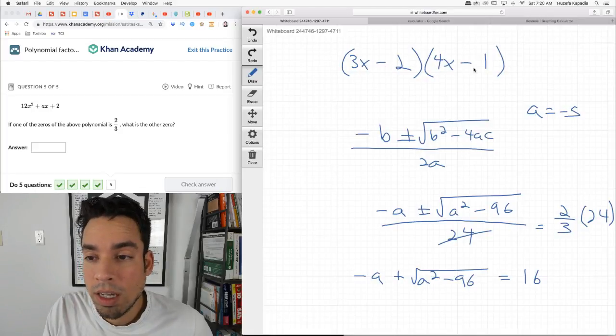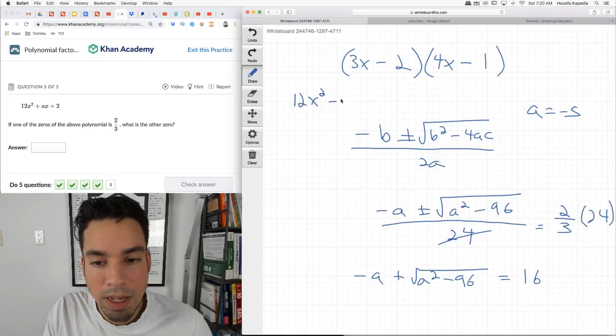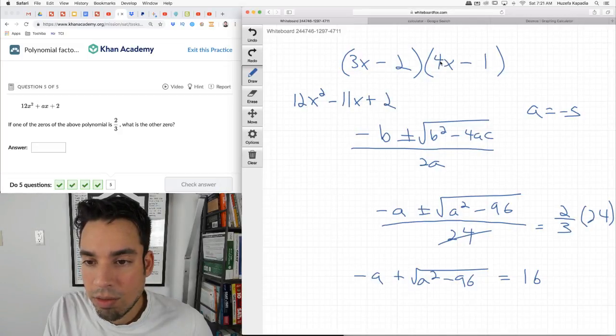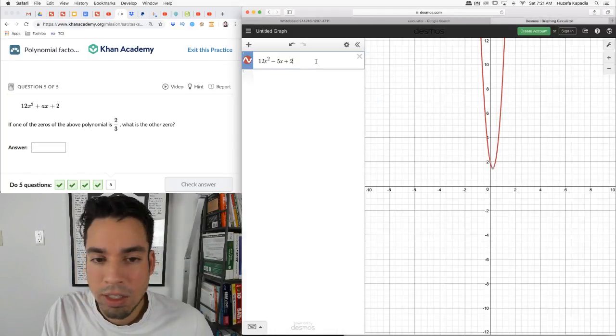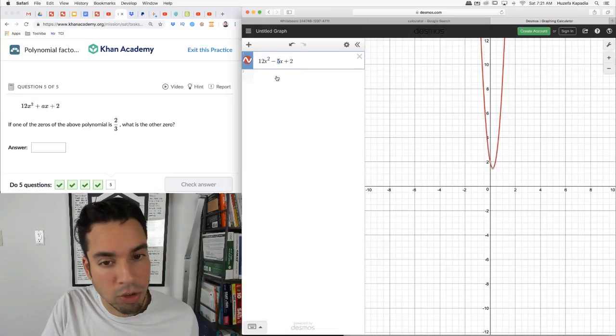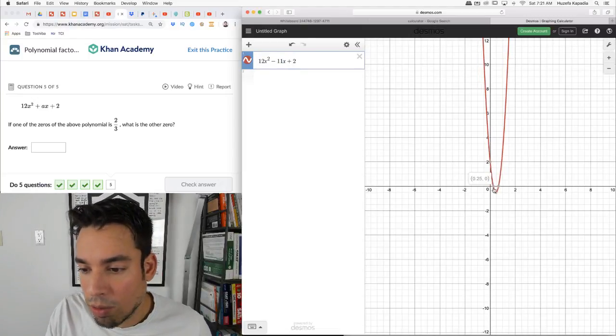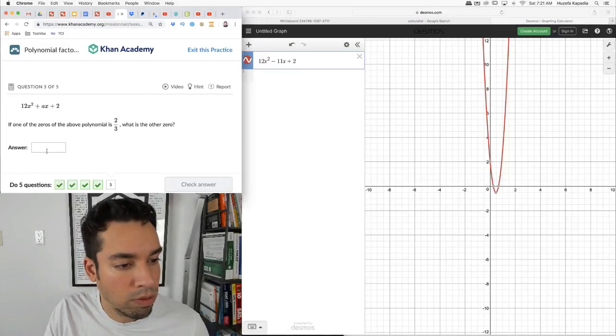So 12x squared, negative 3x, negative 4x. A is negative 11. 12x squared minus 11x, and then plus 2. Negative 3, negative 8, 11. Okay, now we got it. Which means that my 0 is 1/4 positive, not negative. There we go. Now let's go back and graph this just for confirmation. This was just to make sure that this made sense. And then look, there we got a 0 of 2/3, and then we got a 0 of 0.25, or 1/4.